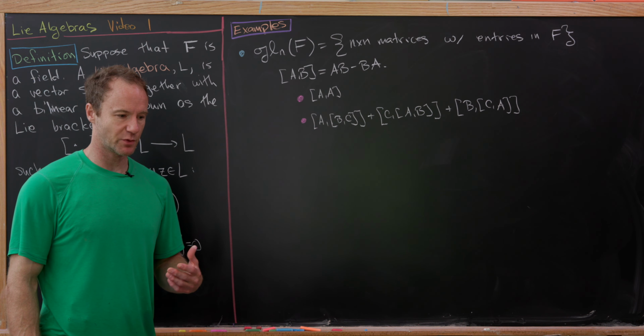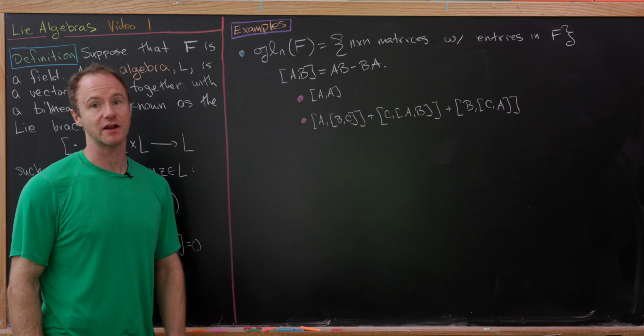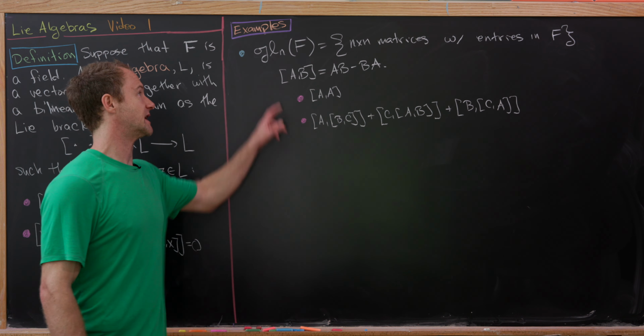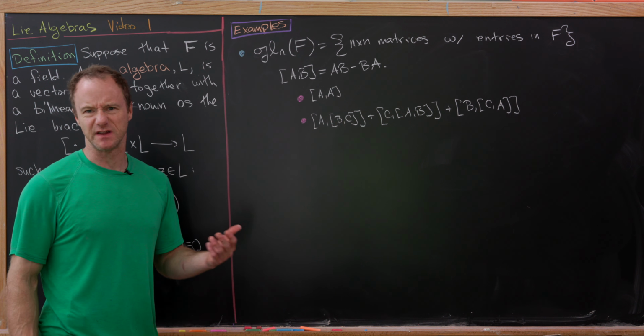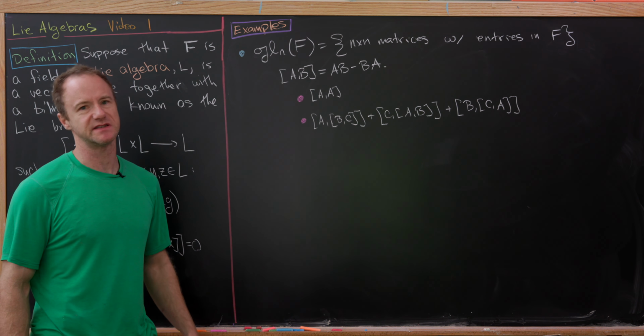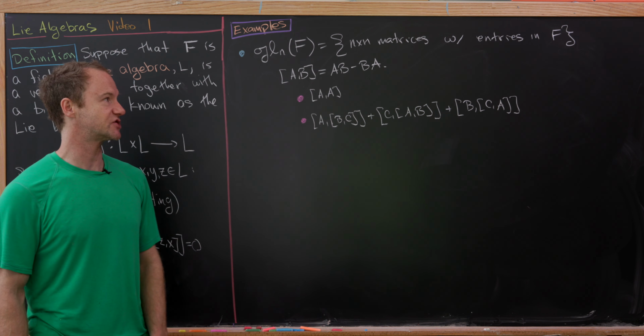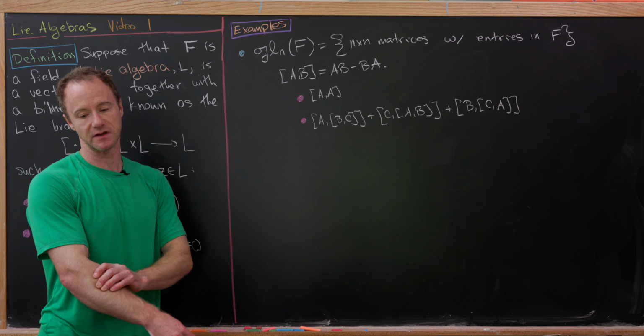So for our first example, we'll take the so-called general linear Lie algebra. So we'll denote it by this fancy gl_n(F). And so F is the field that we're working with. So this could be C or R or maybe a finite field. And this is going to be all n by n matrices with entries from this field.